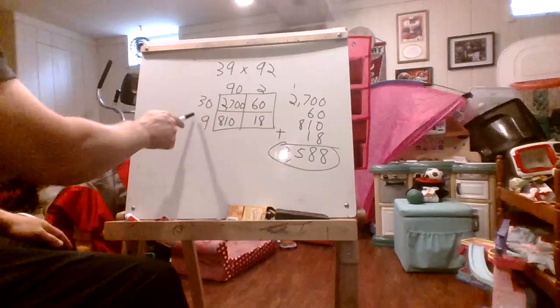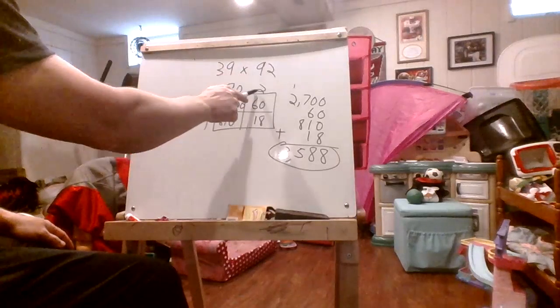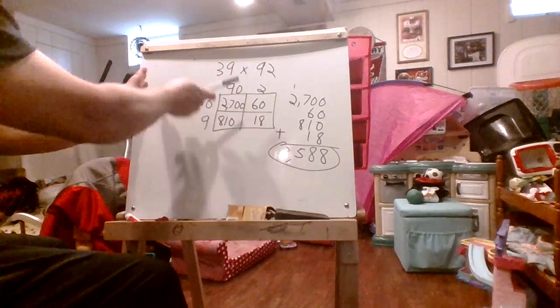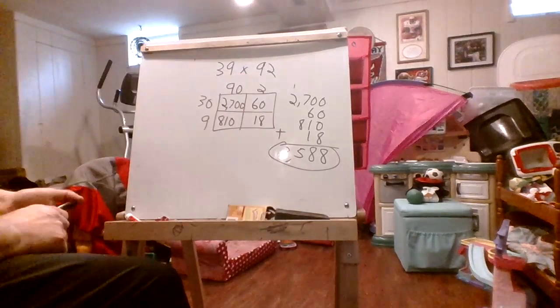So 39 was 30 plus 9. 92 is 90 plus 2. And then we're just multiplying where the number on this side and the number on top meet. And then we just add them together.